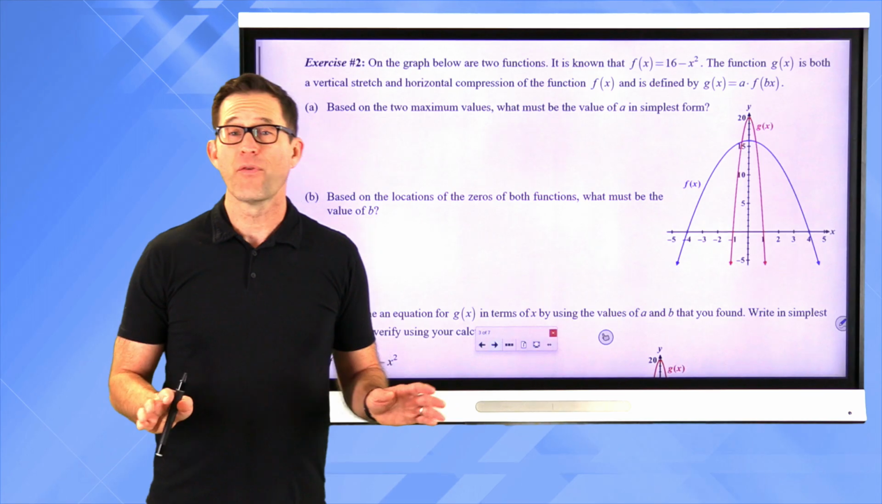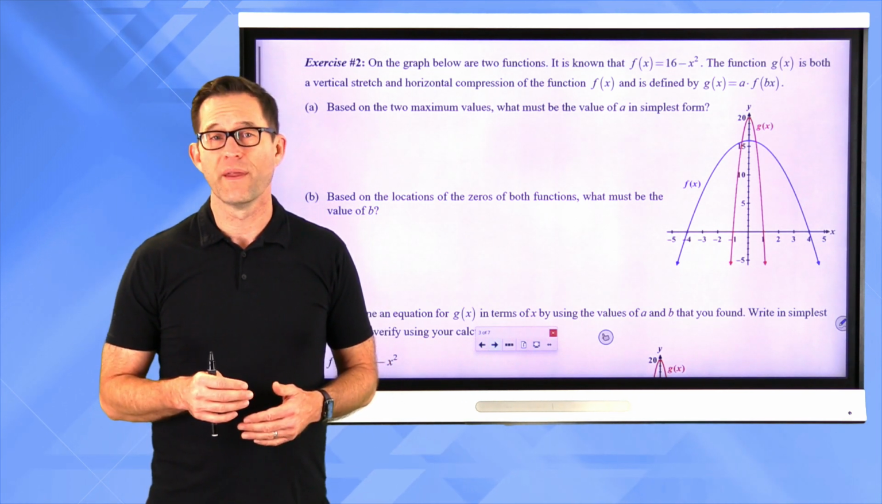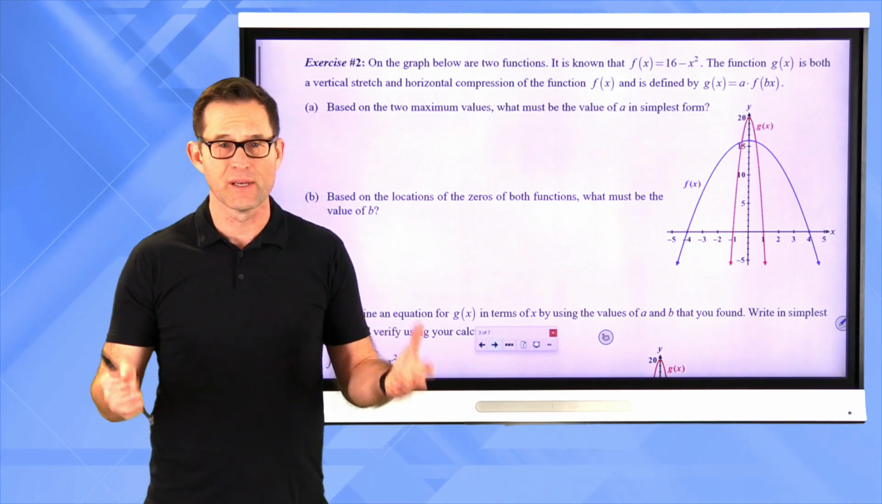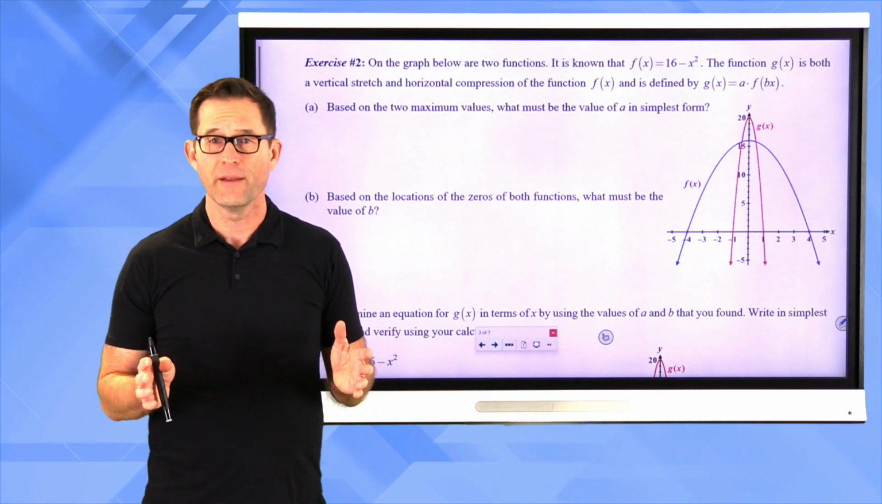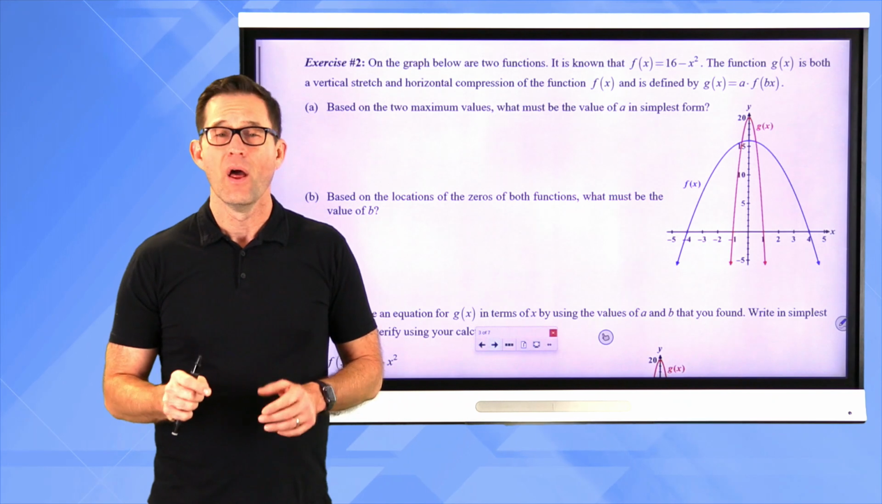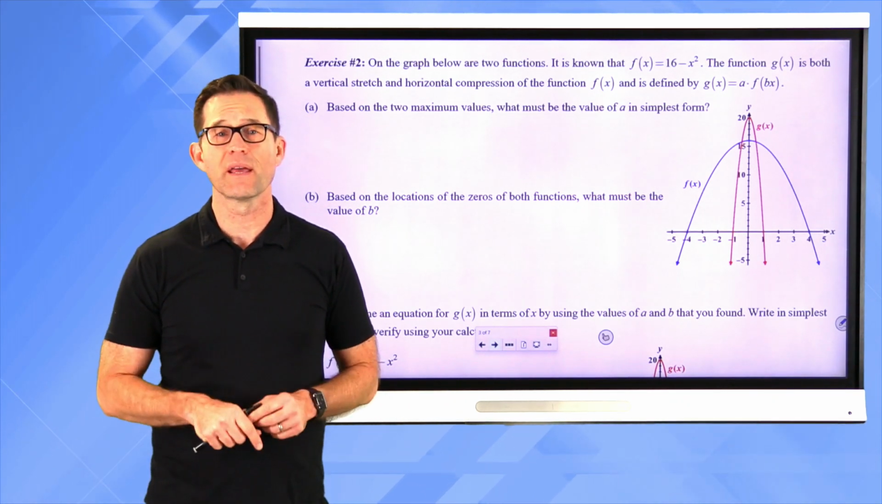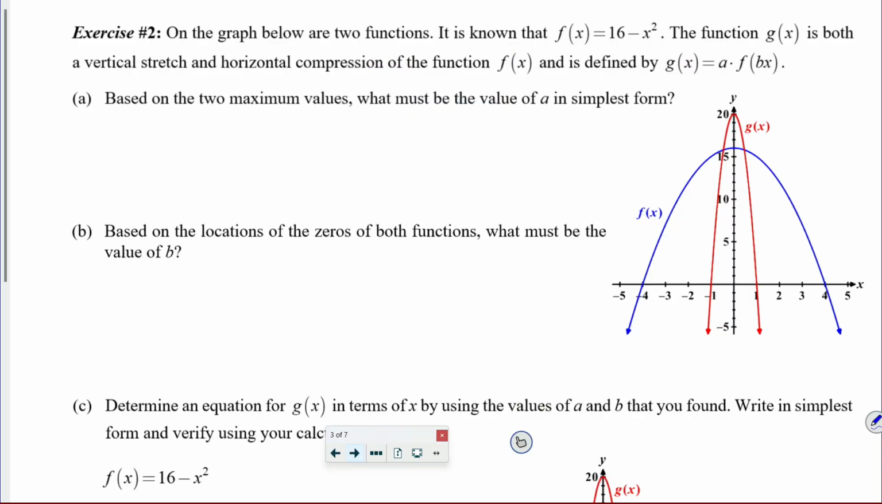All right, now before we kind of get into this problem, this is sort of almost the mirror image of the one that we just did. We have the 2 similar transformations, right? Except here, we don't know the values of a and b. That's what we're really going to be playing around with in the problem. So let's take a look at letter A. Based on the 2 maximum values, what must be the value of a in simplest form?